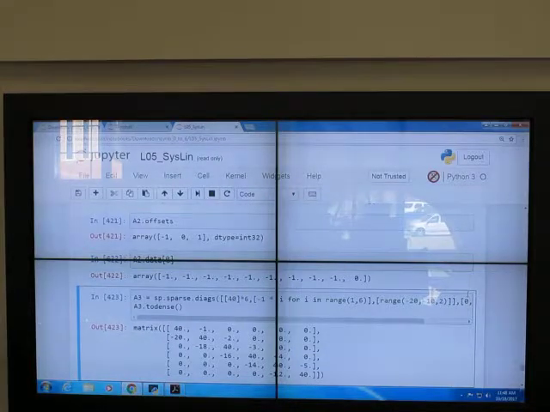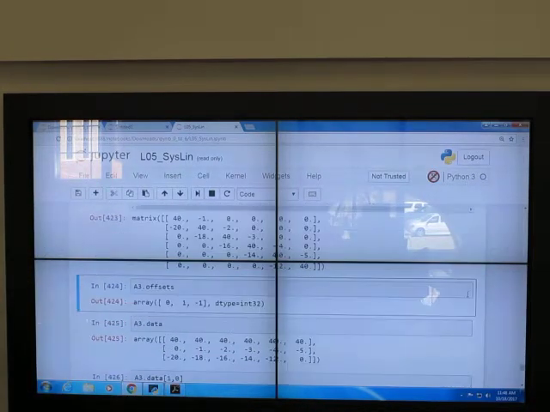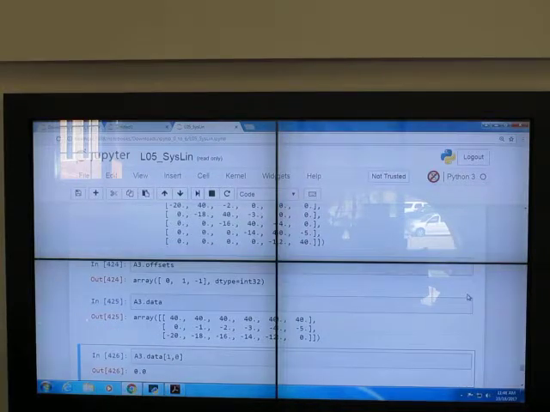How about this one? A3 = sp.sparse.add, bracket 40 multiplied by 6, comma, this comprehension, minus 1 multiply I for I in range 1 comma 6, comma, range minus 20, minus 10, 2, and so on, to create this. Okay? So this shows you offset data.